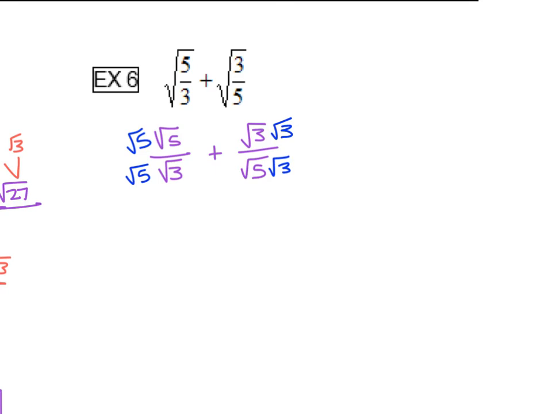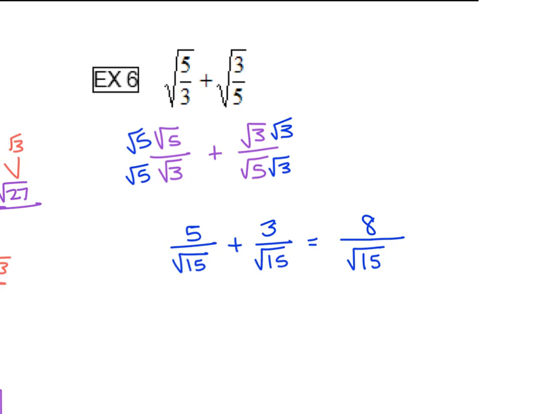So let's rewrite our problem. On the top, square root of 5 times square root of 5 is the square root of 25, which is 5. And then on the bottom, the square root of 5 times the square root of 3 is the square root of 15. Plus. Now on the top, square root of 3 times the square root of 3 is the square root of 9, which is 3, over the square root of 15. Well, now we have that common denominator, that square root of 15 is going to stay. 5 plus 3 is 8. And we have that square root of 15 on the bottom.